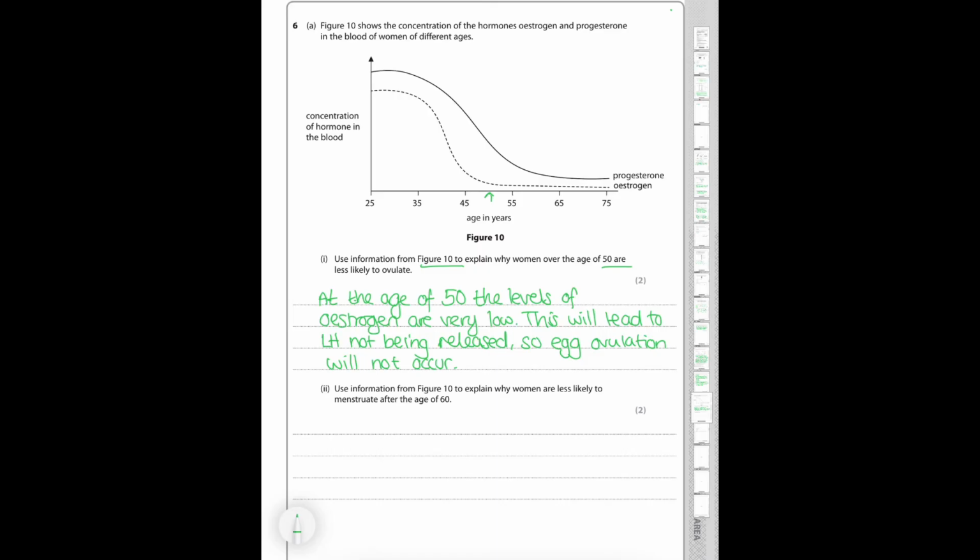Now for part 2, it says use the information from Figure 10 to explain why women are less likely to menstruate after the age of 60. Okay, so when we're looking at the age of 60, we can see again, because the estrogen levels are extremely low, that means that the lining of the uterus would not build up, so there's no lining to be lost in menstruation.